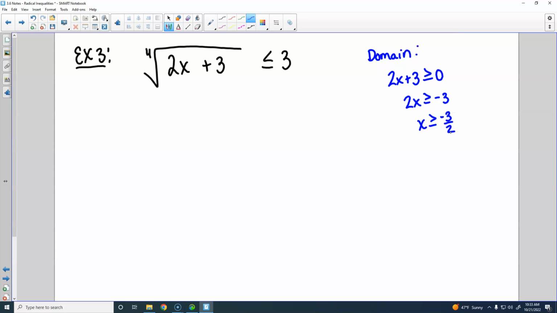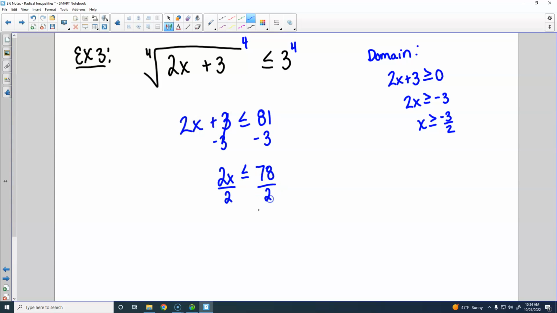Okay? So now we want to solve our inequality. How do I get rid of a fourth root? Fourth power. Okay? So I get 2x plus 3 is less than or equal to 3 to the fourth, which is 81. Should be 81, I think. Yeah. And then we'll subtract our 3. 2x is less than or equal to 78.